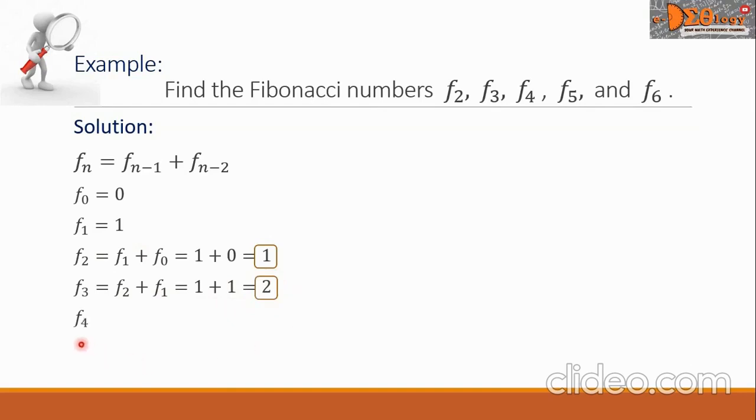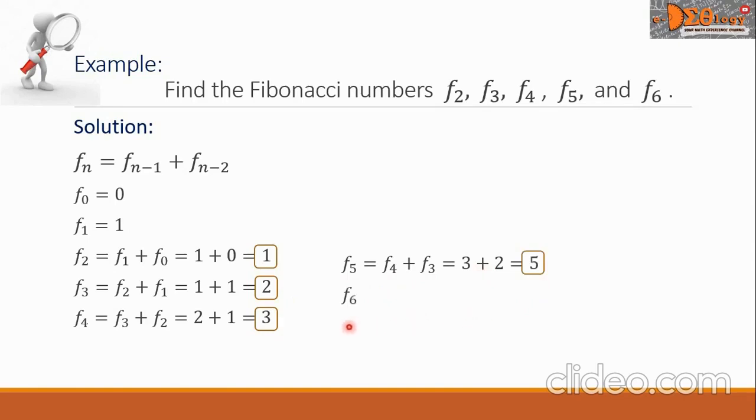Let's go to f sub 4, and this is equal to f sub 3 plus f sub 2. The f sub 3 is equal to 2 plus f sub 2 is equal to 1. So the sum is equal to 3. This is our f sub 4. Now f sub 5. This is equal to f sub 4 plus f sub 3. F sub 4 is 3 plus f sub 3 is 2. So the sum is equal to 5. This is our f sub 5.